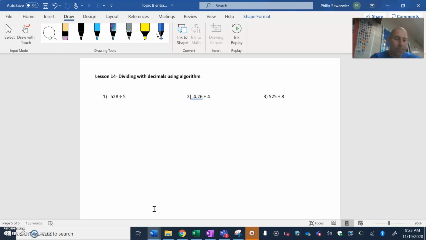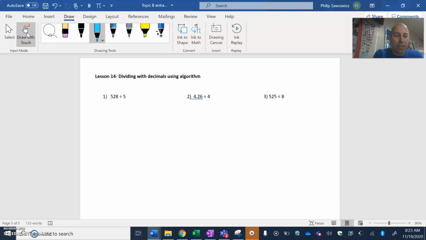So if you look at question number 1, all right, you'll actually see he's like, oh, I don't even see a decimal. What do you mean dividing with decimals? Well, let's show you what we're talking about. So problem number 1 here, we're going to set up our algorithm as we typically do. We are dividing by 5. All right. And we're using the number 528. All right. So division wise, nothing's going to change here at the beginning.